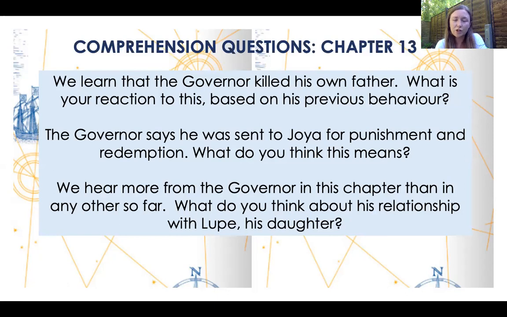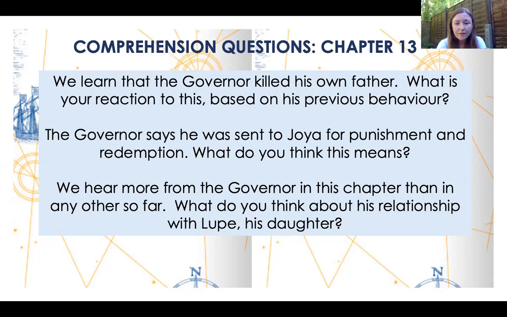The governor says he was sent to Joya for punishment and redemption. What do you think this means? I want you to think really carefully about those words, and where he might have come from and why he would have been sent somewhere for both of those things. It's quite an odd combination if you understand the meaning. So have a little think about that and explain what your thoughts are.